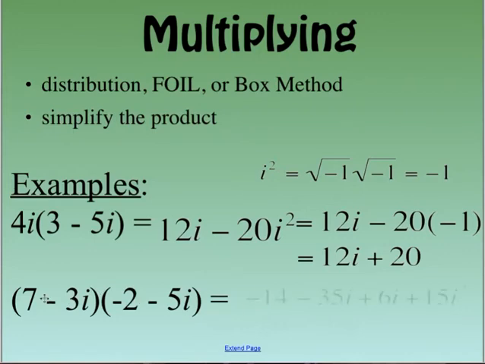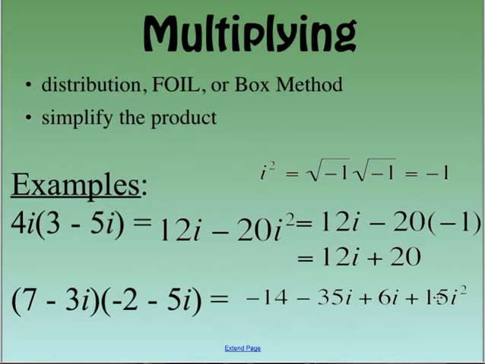And when I do that, I get 7 times -2 is -14. Then I get 7 times -5i is -35i. -3i times -2 is a positive 6i. And then -3i times -5i is 15i squared.